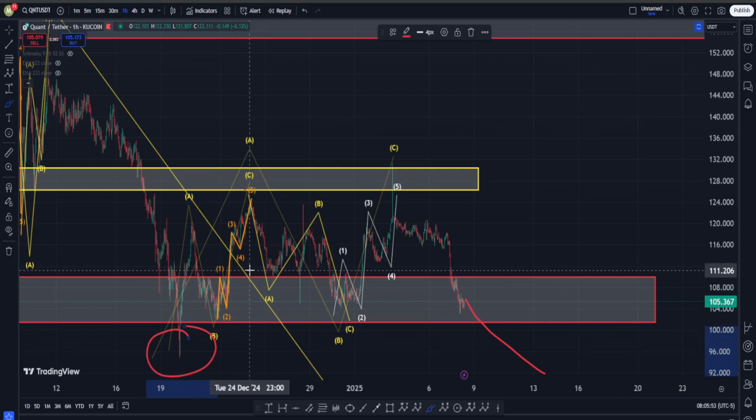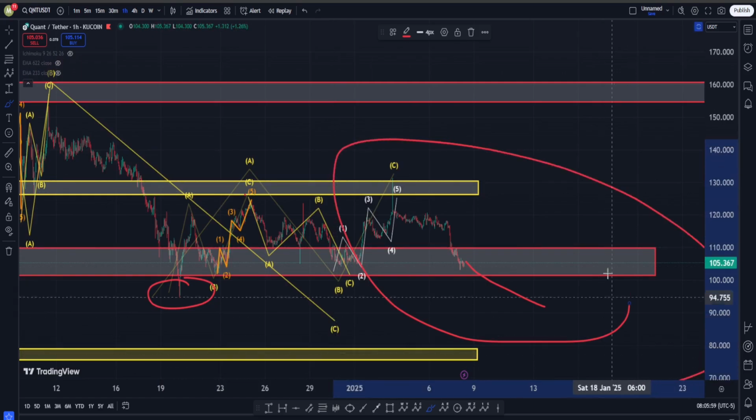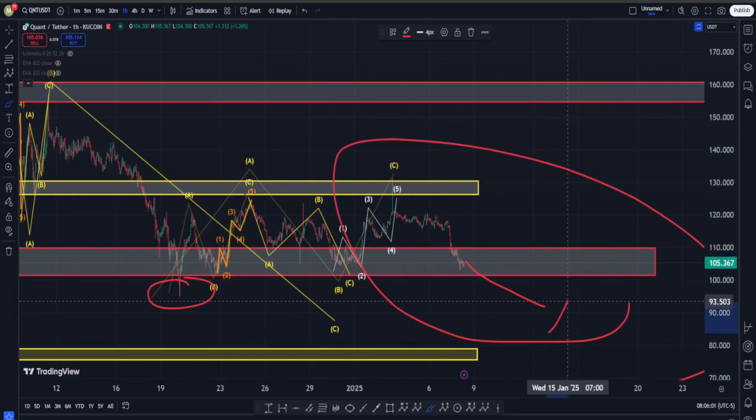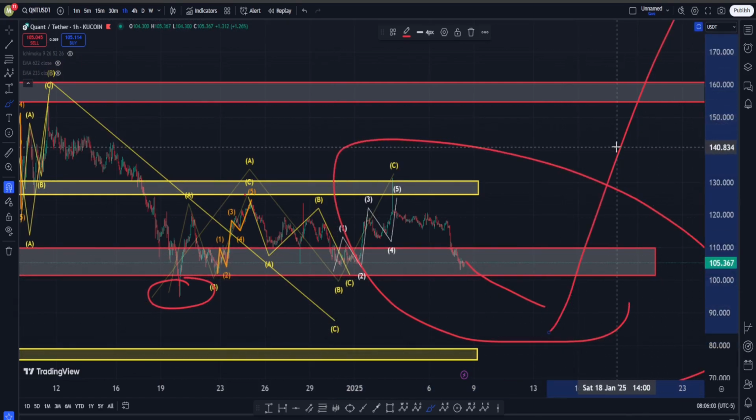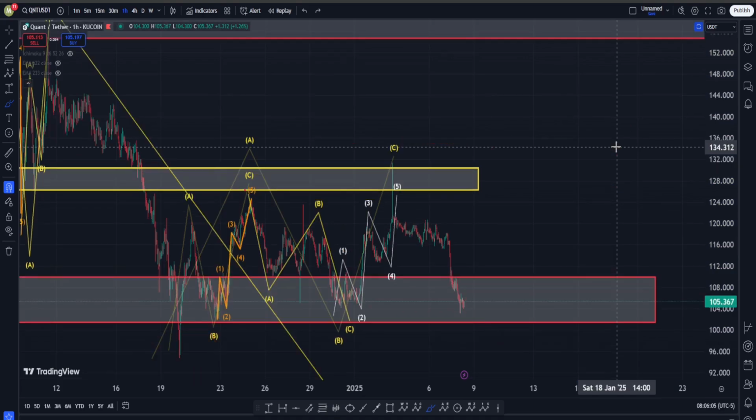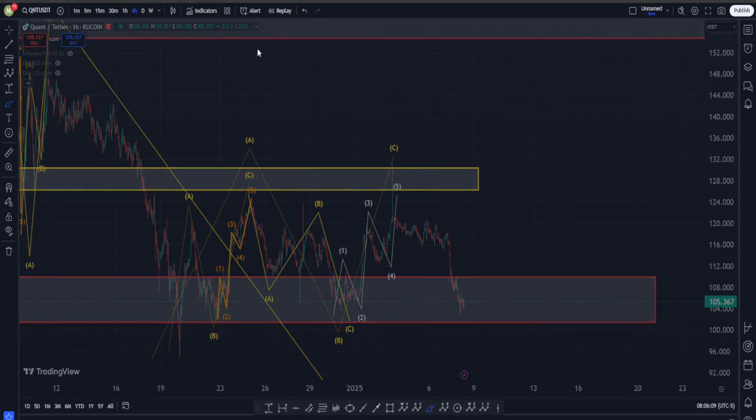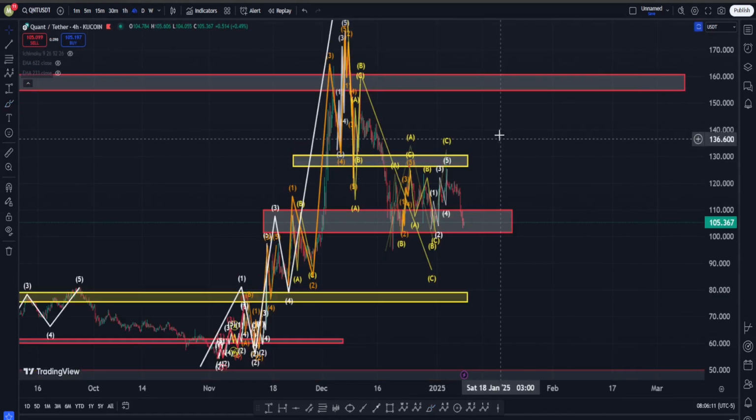However, for a couple of very important reasons, I believe in Quant, this is probably going to be our last move on the downside, and after it's over, we are going to have a huge bounce back and start the next phase of the bull run. So let's talk about them one by one. First things first, let's see what is happening in Elliott Waves.